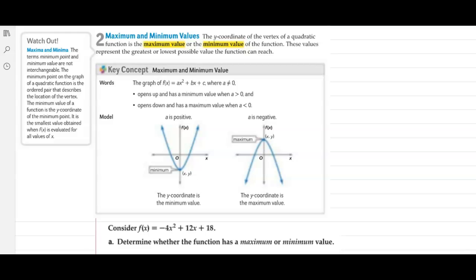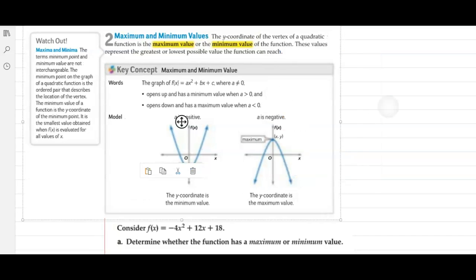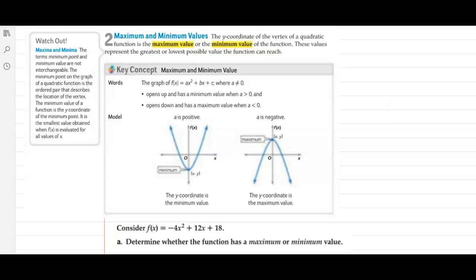The minimum point is the vertex when the parabola opens up. The maximum point is the vertex when the parabola opens down, when the leading coefficient is negative. But the value, that's different. The value is going to literally just be the y-coordinate. The y-coordinate is the minimum value, and the y-coordinate is the maximum value. So if it's asking for a value, it wants just one number, not a point with two coordinates, but one number, and that one number is the y-coordinate.